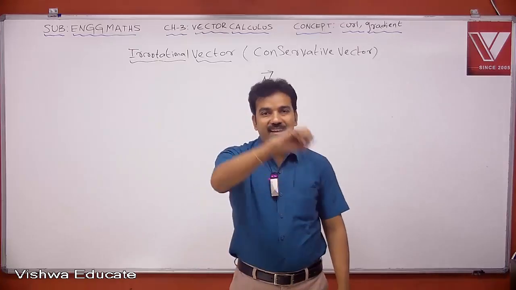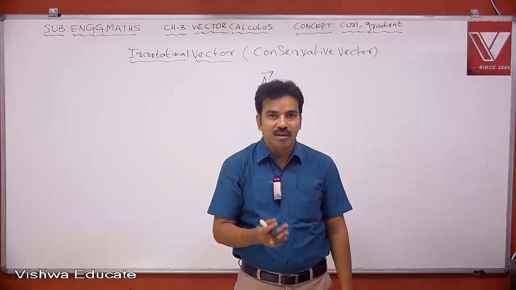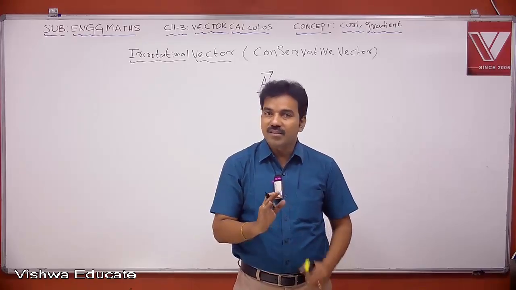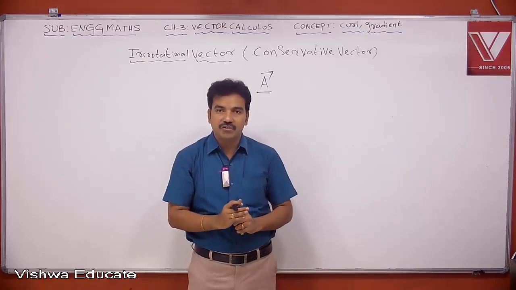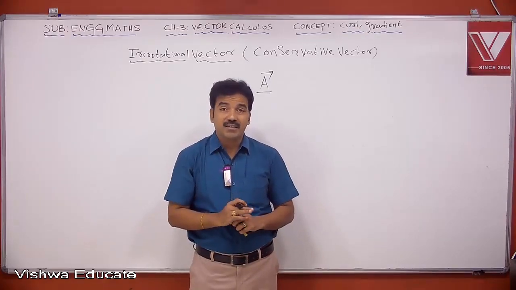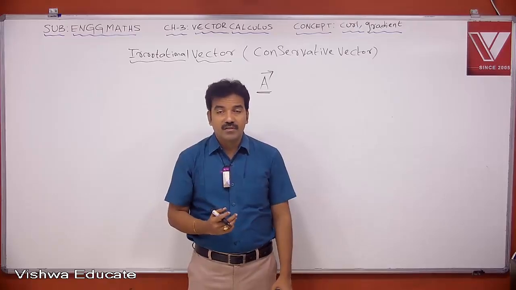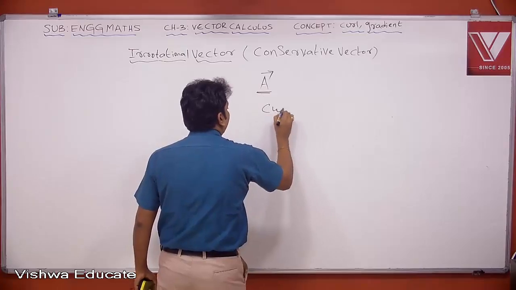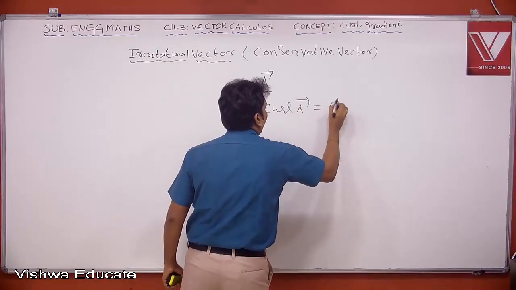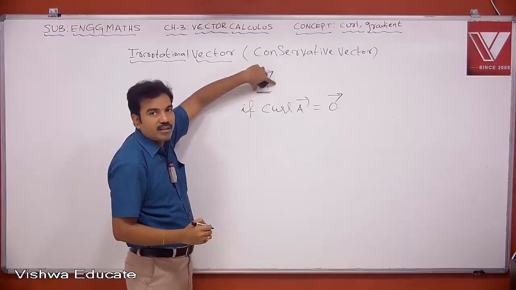Suppose a vector is moving in any direction, whether clockwise or anti-clockwise, whatever it is, then you will get some curl. Curl is some non-zero vector quantity. But if a vector is not moving in any direction, such vectors are called irrotational vectors. In simple words, a vector a bar is said to be irrotational if curl a bar equals null vector. So a vector whose curl is null vector is called an irrotational vector.